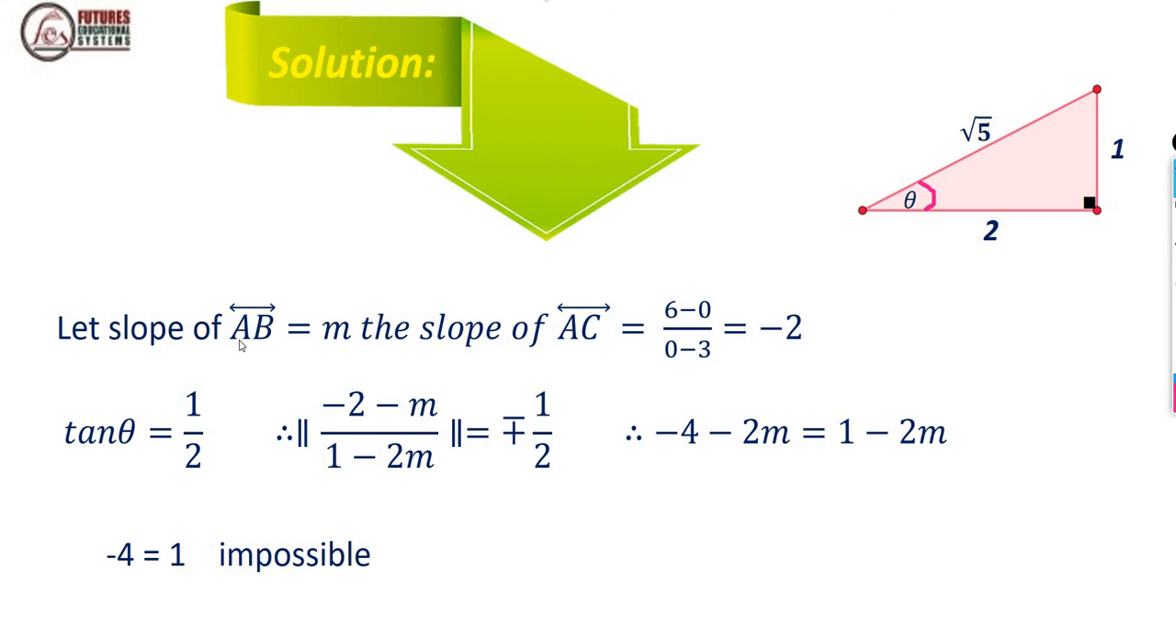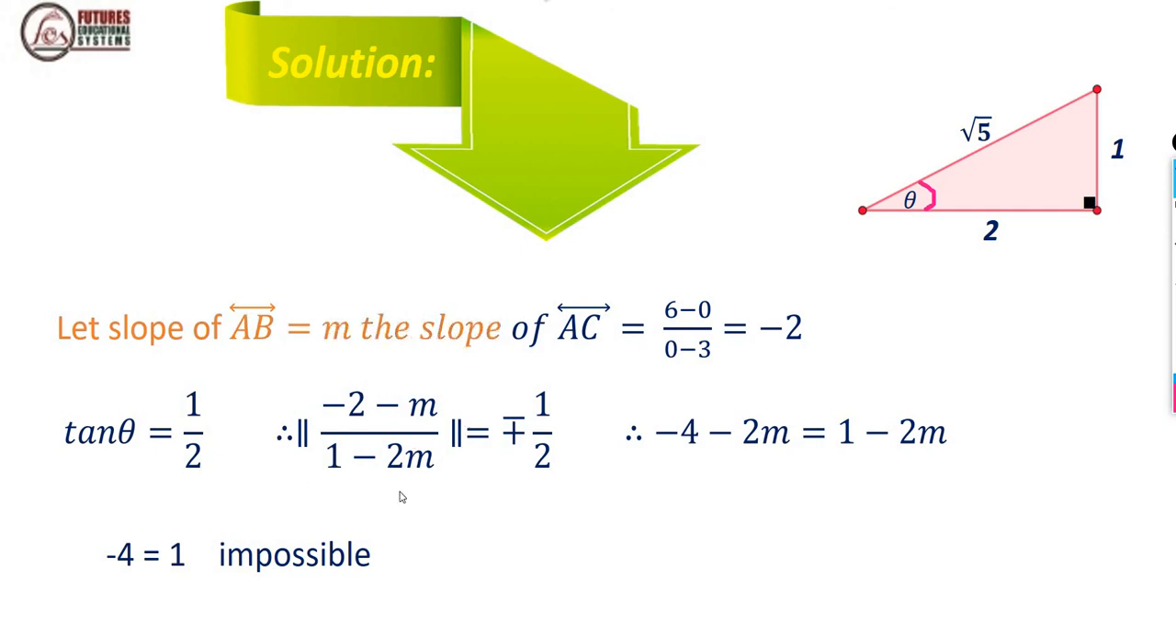The slope of AB equals m. The slope of AC equals the difference in y over the difference in x: 6 minus 0 over 0 minus 3, which equals negative 2. Tan theta equals negative half.